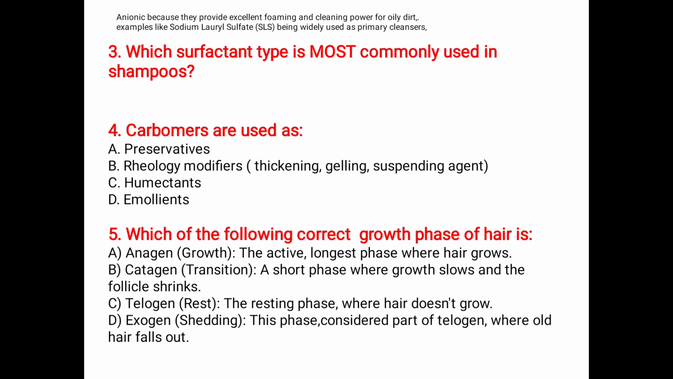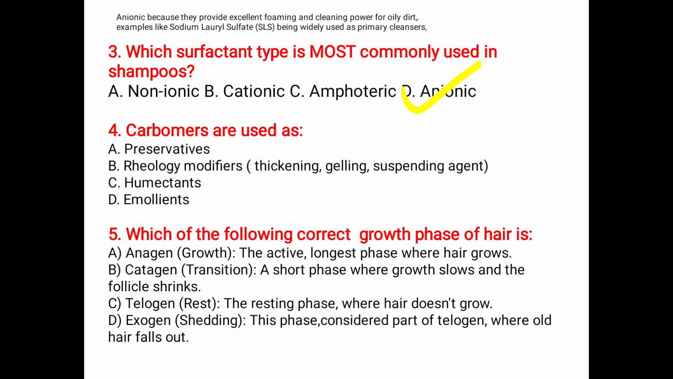Next question: which surfactant type is most commonly used in shampoo? Option A non-ionic, option B cationic, option C amphoteric, and option D anionic. Surfactants are agents which reduce the interfacial tension. That is their role. Anionic surfactants provide excellent foaming and cleaning properties for oily dirt. Example: SLS, sodium lauryl sulfate. So option D is the correct answer.